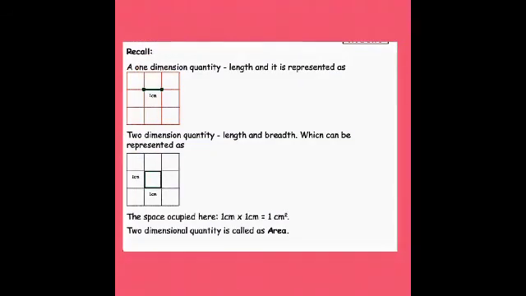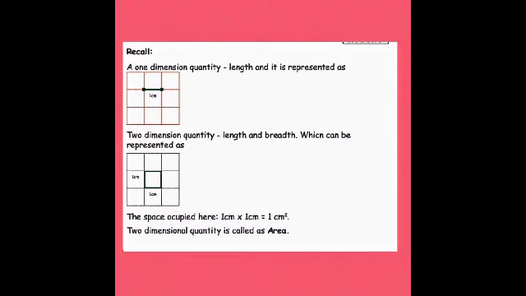First, a one dimension quantity, that is length. Only the length is represented, as shown in the figure. In that square we have only one length, the green color line, that is called a one dimension figure. A two dimension figure has length and breadth, which can be represented by a square. In that big square, the inner square is a two dimension figure. The space occupied here is 1 centimeter into 1 centimeter, that is equal to 1 centimeter squared. A two dimensional quantity is called area.